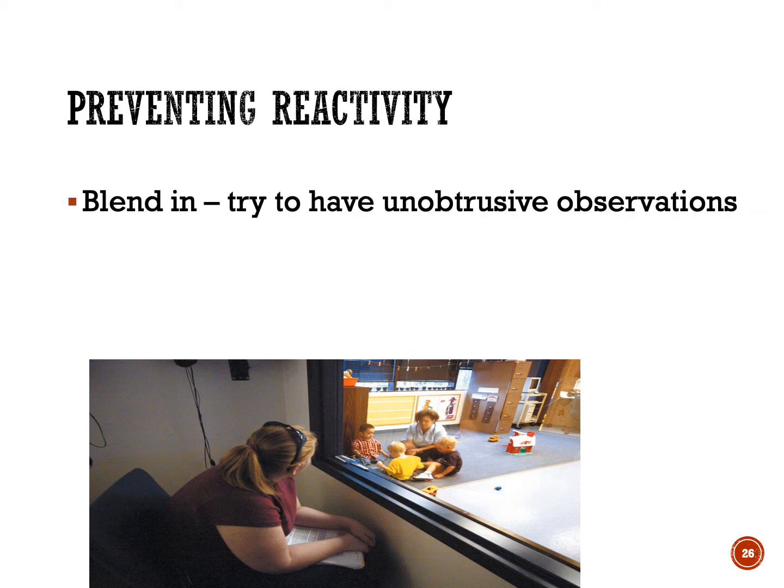One is you can try to blend in, make yourself less obvious by maybe sitting in the back of the classroom, or maybe being in an adjacent classroom or behind a one-way mirror so that the participants can't see you, but you can see them. And the goal is just to be unobtrusive. So that prevents reactivity.